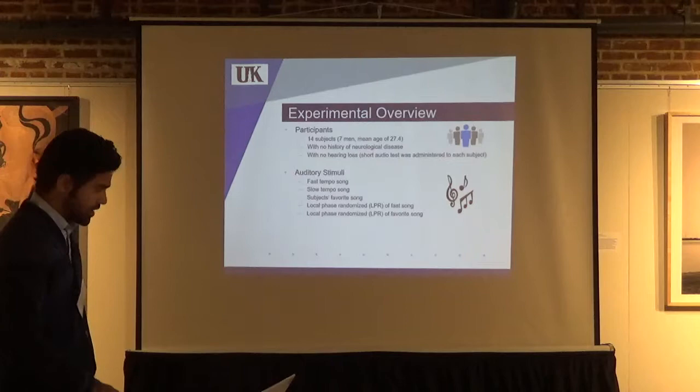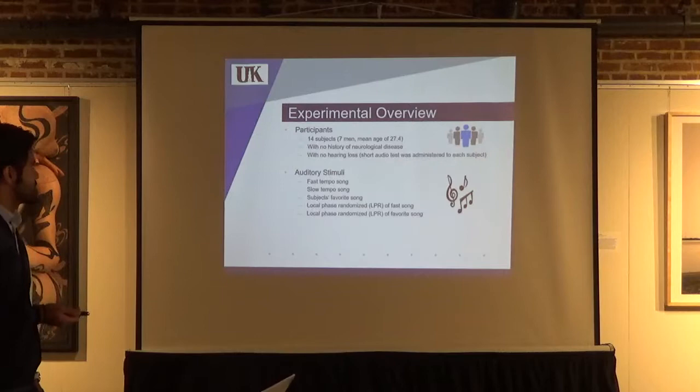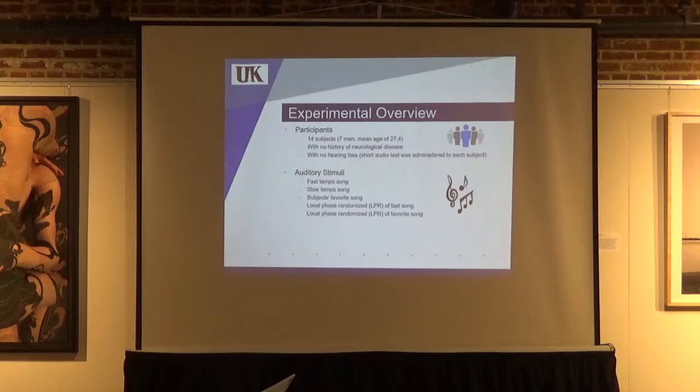So we recruited 14 subjects, 7 men and 7 women. Then we played 5 songs for them: a fast tempo song, a slow tempo song, and the subject's favorite song, which was chosen by the subject as their most favorite. Then there was the local phase randomizer of the fast song, and the local phase randomizer of the favorite song.